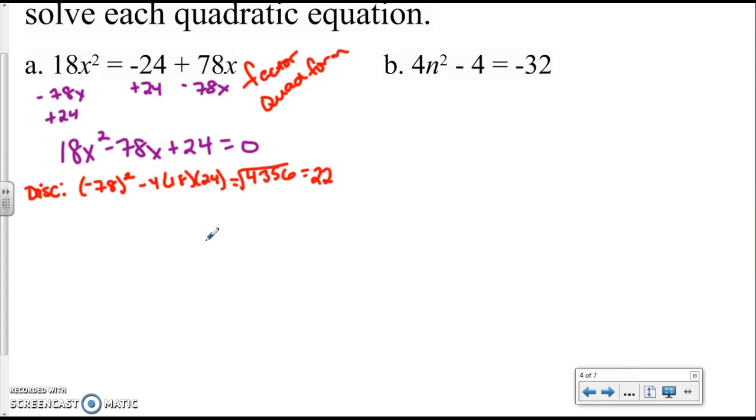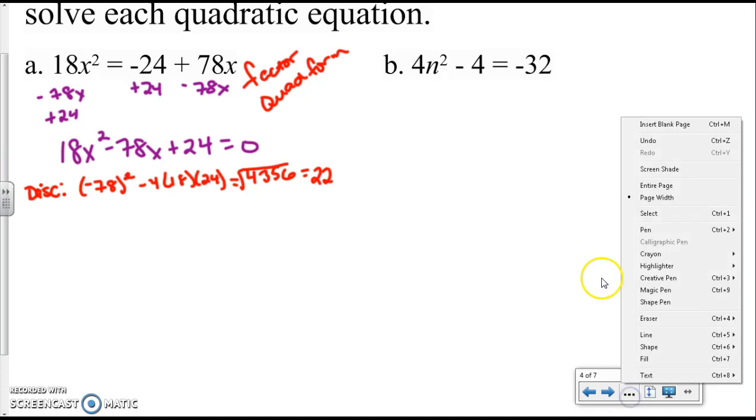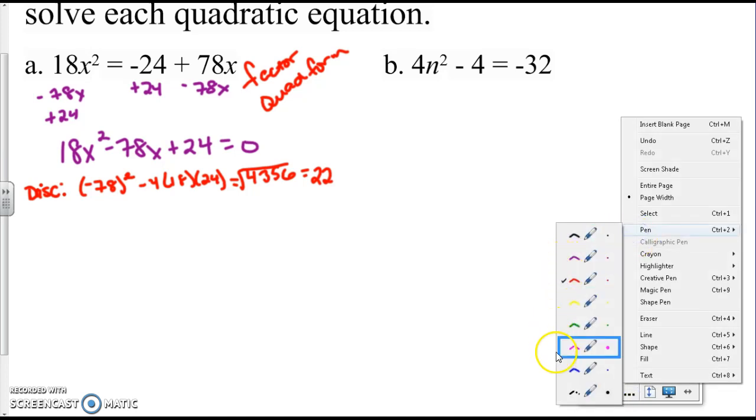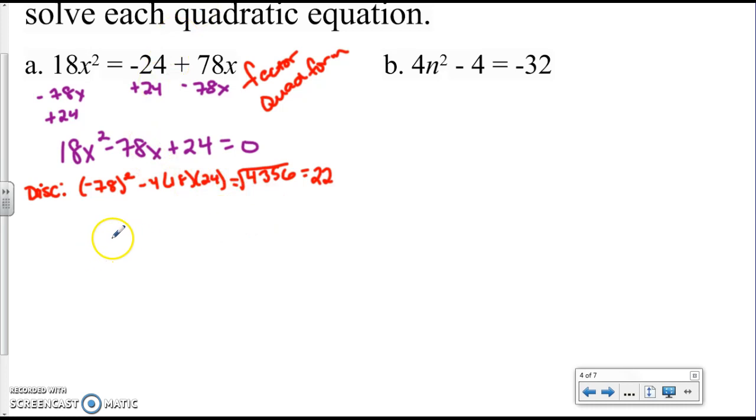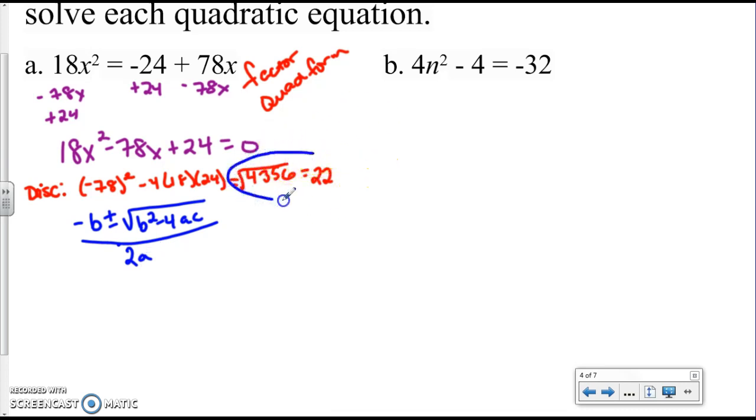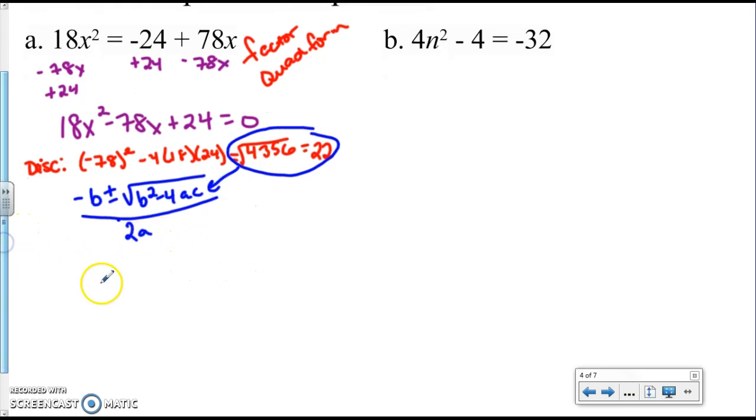Actually, you know what? Let's do this one by quadratic formula because that's a really big number there when we're factoring. Okay, so we're going to take our discriminant. Remember, the quadratic formula is the opposite of b plus or minus the square root of b squared minus 4ac all over 2a. But we already did this part there. So all I really have to do is the opposite of b plus or minus, and we already took the square root there to get 22. So the square root of all that over 2 times a, which is 18, and then simplify it.